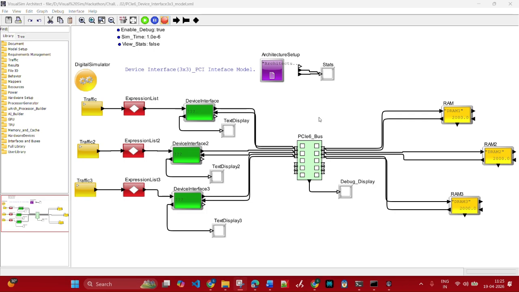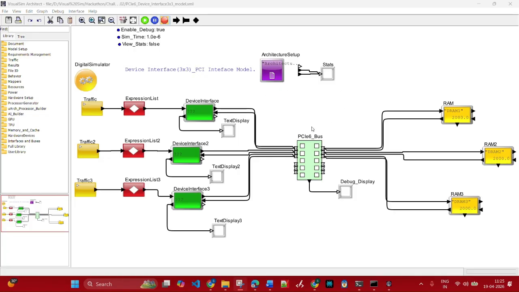Hello everyone. Today my hackathon challenge is on the test and validation of the protocol, so industry model. For this selection, I have taken the PCIe 6 bus. The tool which I have used is the VisualSim Architect tool. Since this is a system validation protocol, it's not a very abstract model or anything like that.